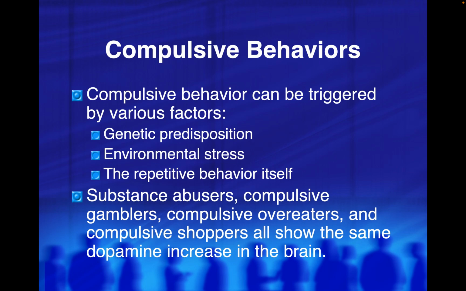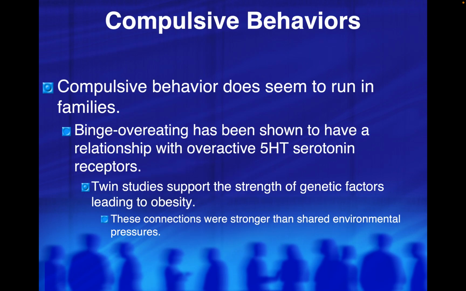Compulsive behavior can be triggered by various factors: genetic predisposition, environmental stress, the repetitive behavior itself. Substance abusers, compulsive gamblers, compulsive overeaters, and compulsive shoppers all show the same dopamine increase in the brain. Compulsive behavior does seem to run in families. Binge overeating has been shown to have a relationship with overactive 5-HT serotonin receptors.